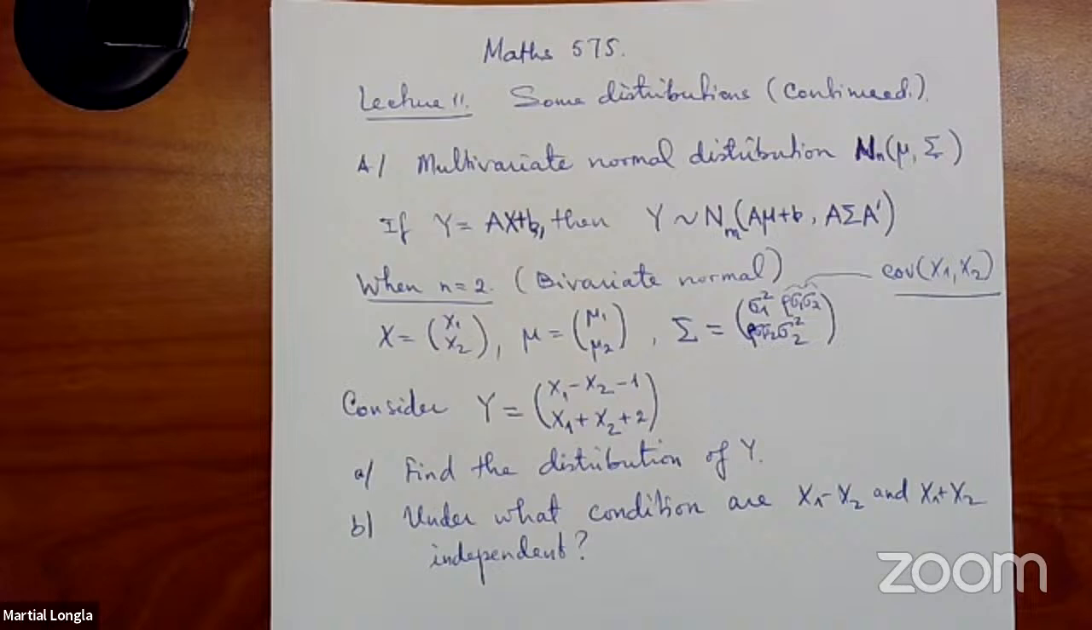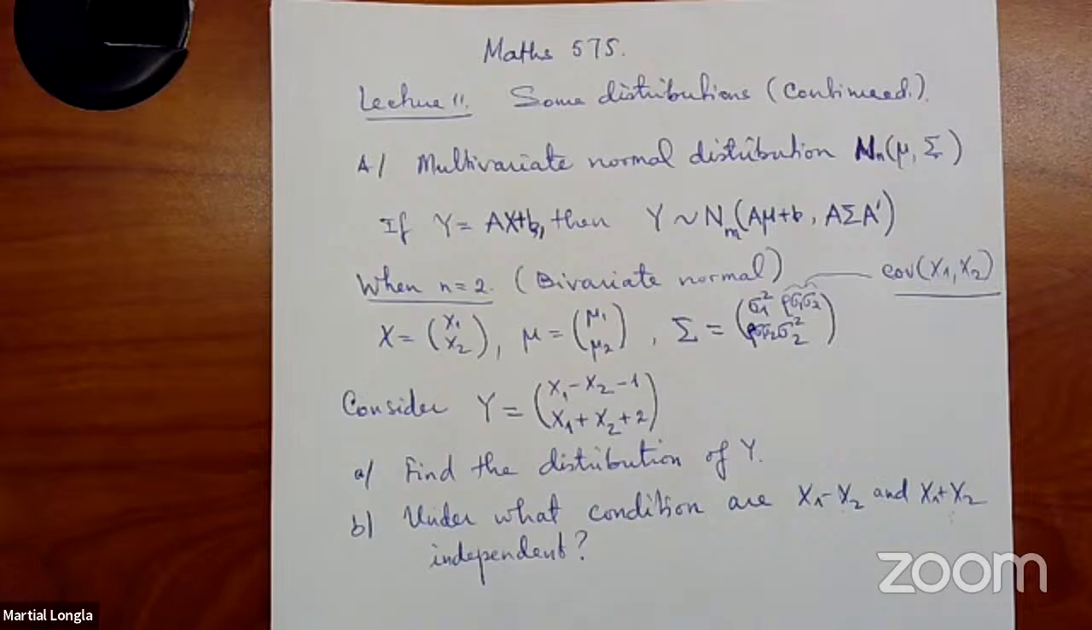This is the problem. It's a modification of a problem that is in your book. Something we need to know how to do. So I'm going to take this problem. Notice that I didn't tell you in this problem what is sigma square 1, what sigma square 2, what is rho. You know none of that. And what you need to do is figure out what is going to be the distribution of this vector and under what condition the two random variables x1 minus x2 and x1 plus x2 are independent.